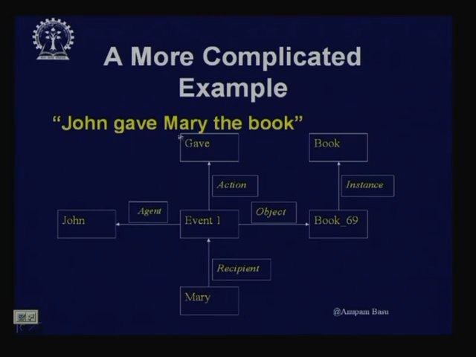John gave Mary, I am not saying John gave Mary a book, I am saying John gave Mary the book. So I am talking of a particular book. So I can say John gave Mary this event, this giving event has got an object. I can give you the pen, I can give you the money.